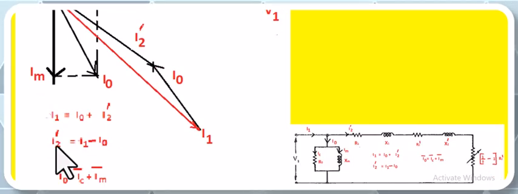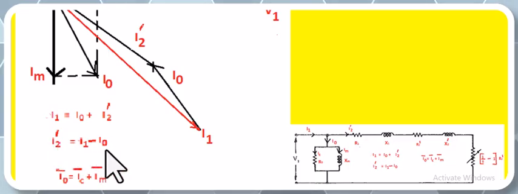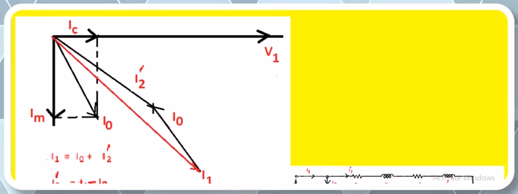From this equation we can write I2 dash is equal to I1 minus I0. I1 is drawn, I0 is known, so from I1, I0 is subtracted like this. It is drawn in the opposite direction. Then the resultant of this and this is nothing but I2 dash. This is the simplest way of drawing the vector diagram for a three-phase induction motor using the approximate equivalent circuit of the three-phase induction motor.